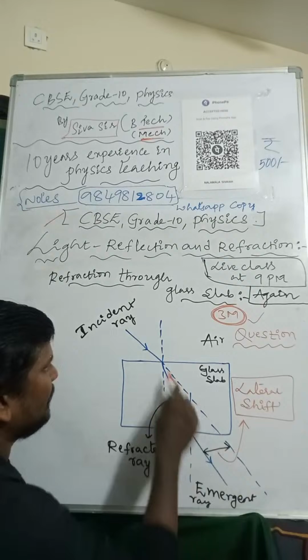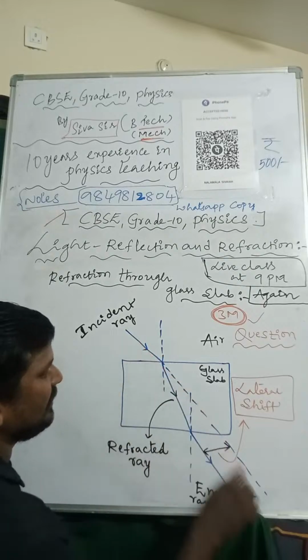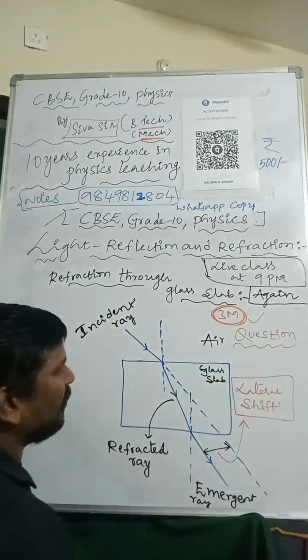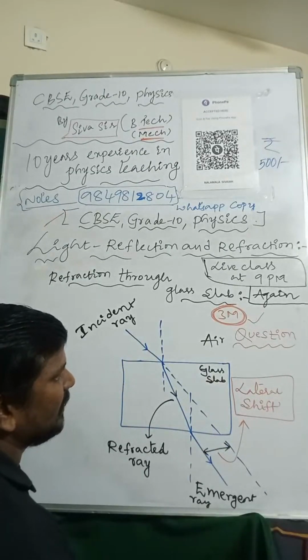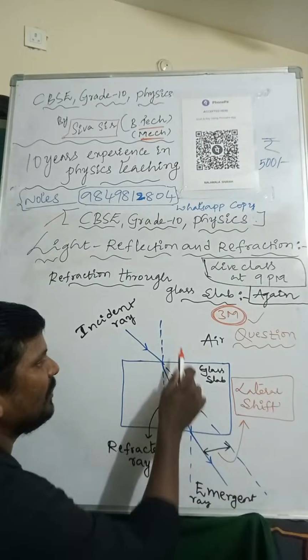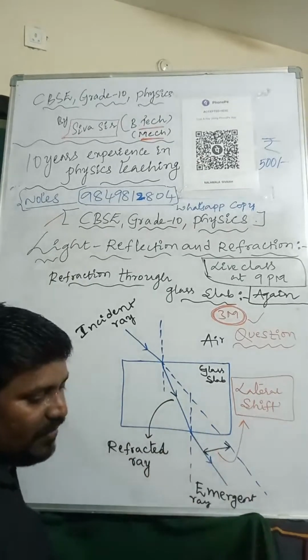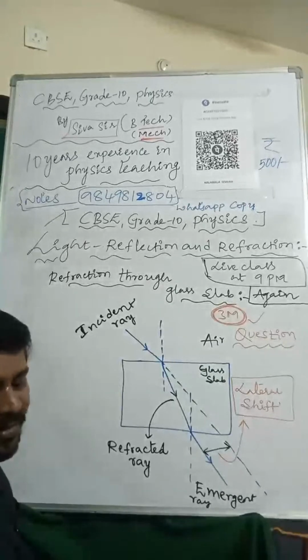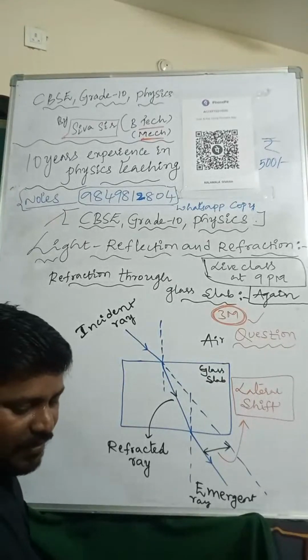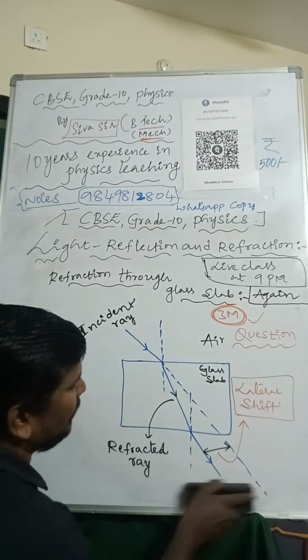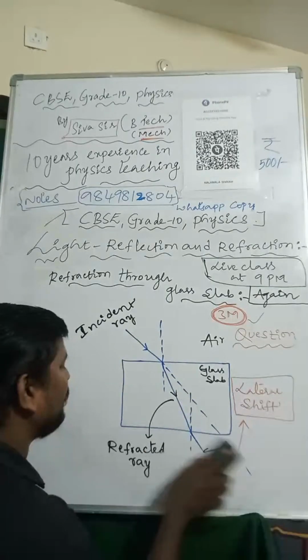Lateral displacement means the distance between these two. This is the initial ray direction. And one more condition: when the light ray moves from rarer to denser, it bends towards the normal line. If it moves from denser to rarer, it moves away from the normal line. I hope it is clear to you all. If you have any doubts, you can ask. Next, we'll go for one more point.